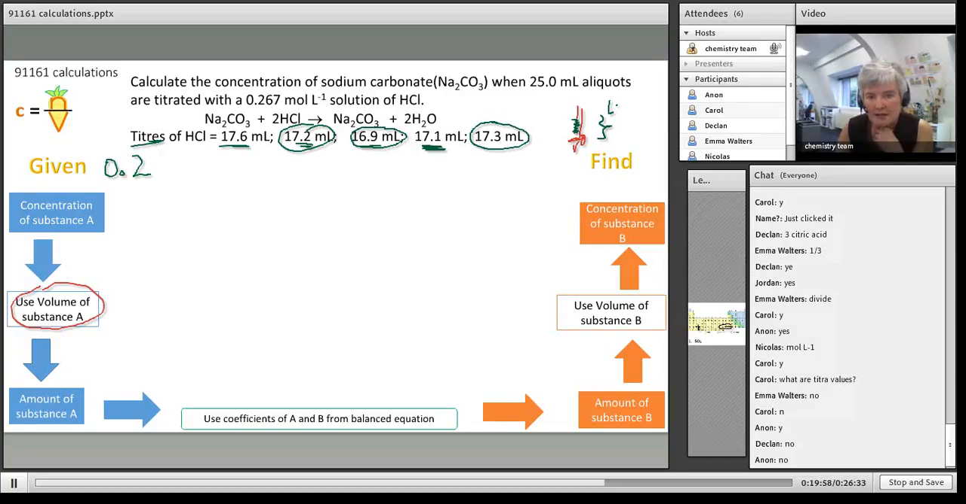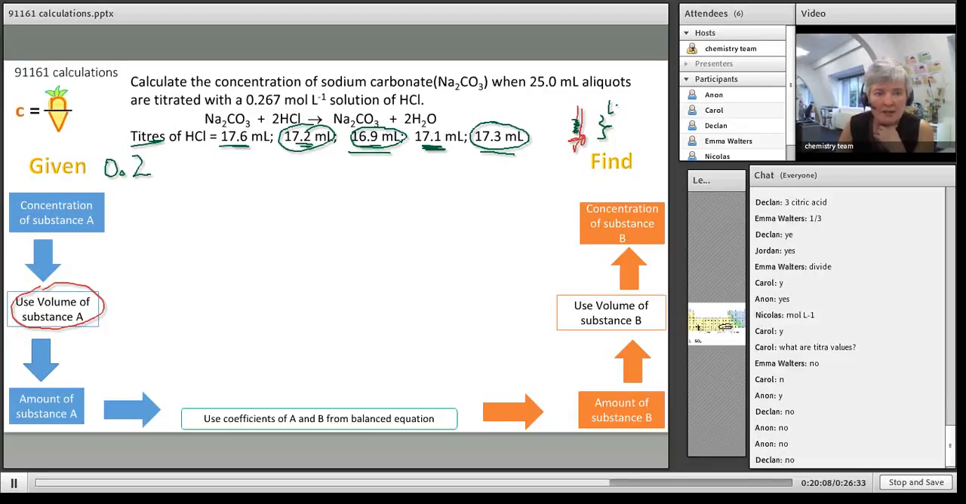Is 17.3 within 0.2 of 16.9? No. So I'm just going to change my color because it's rather messy. My 17.3 is within 0.2 of 17.1, and it is within 0.2 of 17.2.